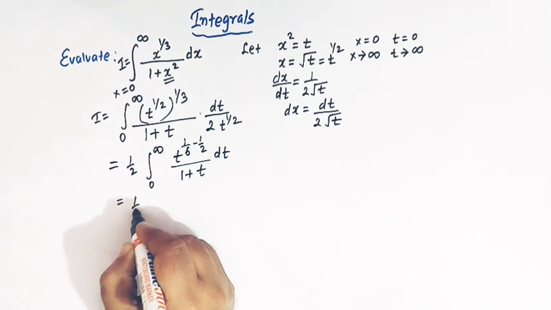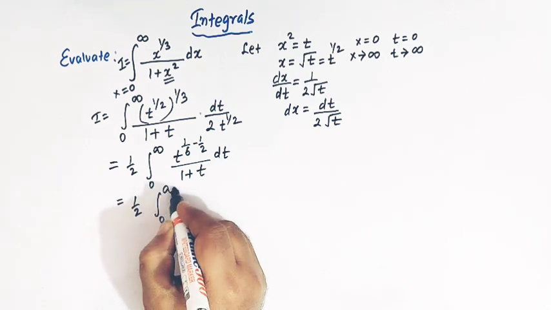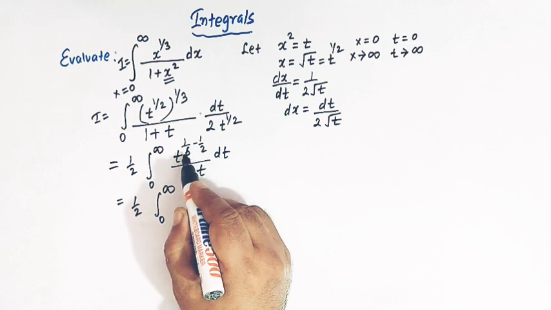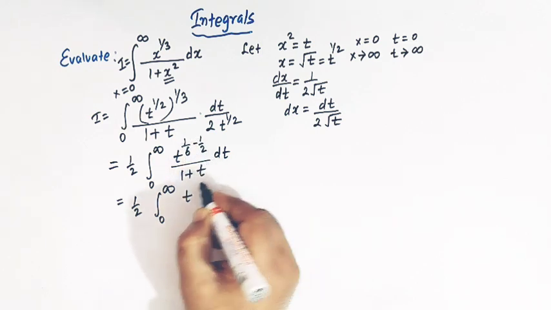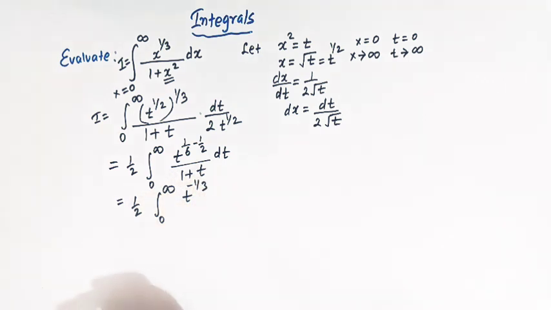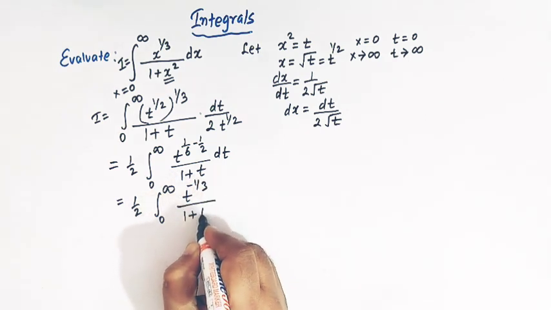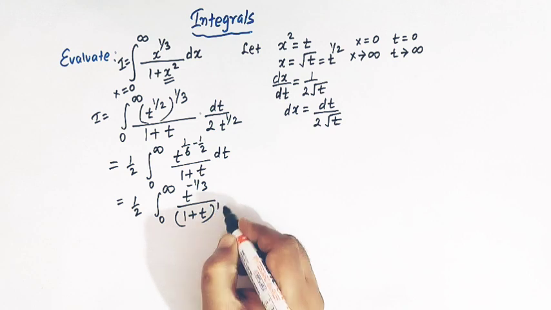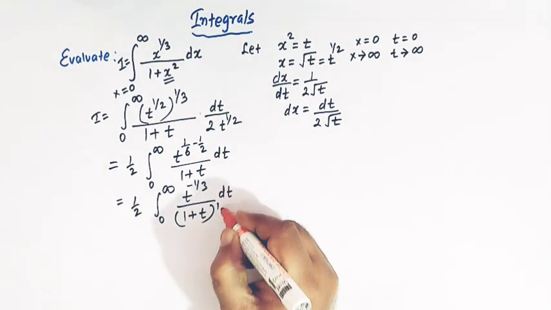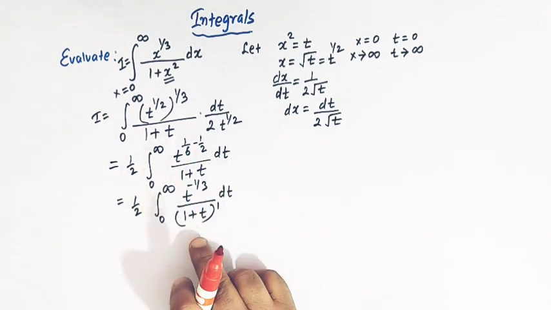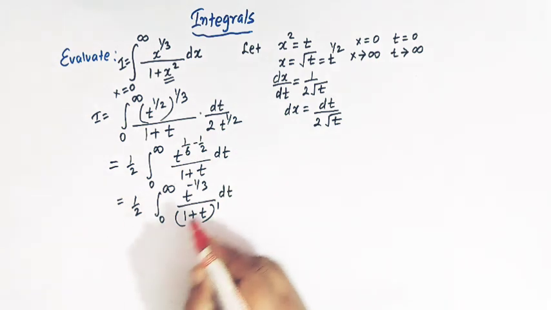So now we can write half 0 to infinity, and if we subtract 1 by 6 and half, we'll get minus 1 over 3. And here we have 1 plus t raised to 1. So now at this step, let us apply the beta function.